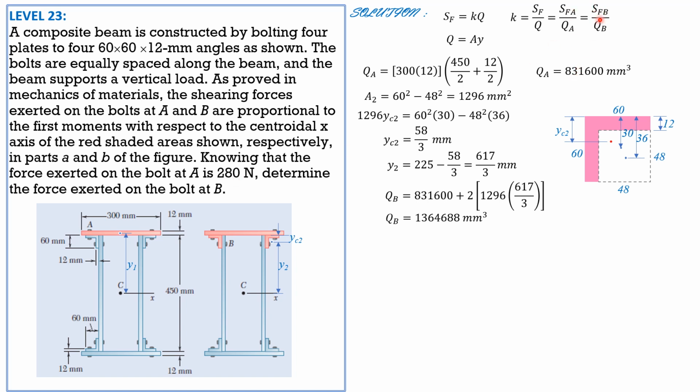Substitute into this formula where the shear force at A is 280 and Q sub A we have computed. Then SFB is unknown, and Q sub B is equal to this. So 280 over 831,600 equals SFB, the shear force in bolt B, over Q sub B, 1,364,688. So we can now solve the shear force in bolt B, and it is equal to 459.5 newtons.